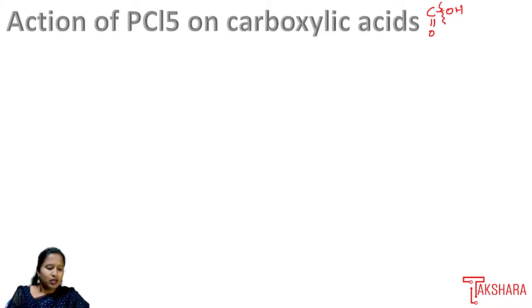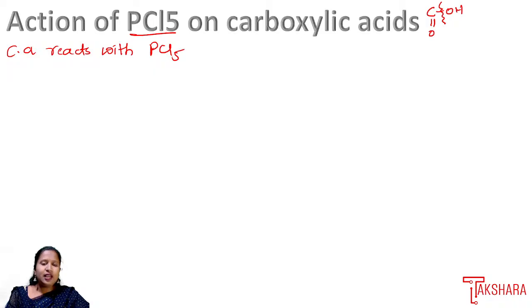So now let us come to know the action of PCl5 on carboxylic acid. Here carboxylic acids react with PCl5. PCl5 is phosphorus pentachloride.